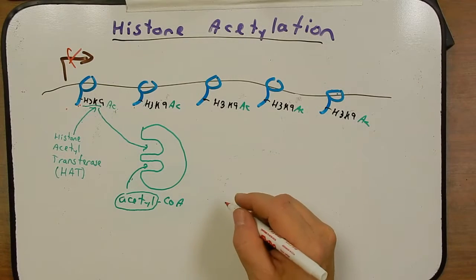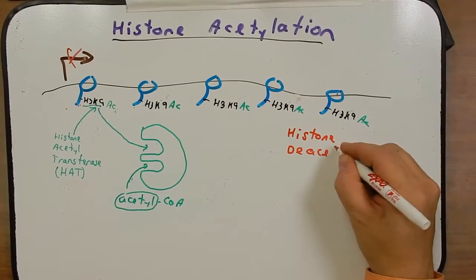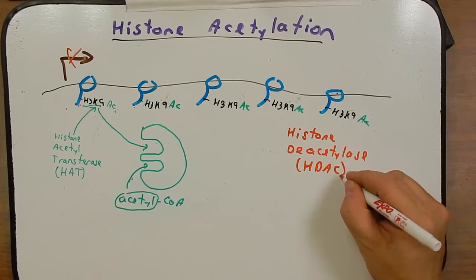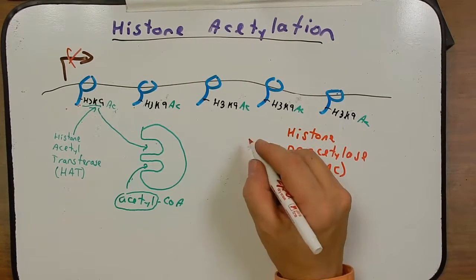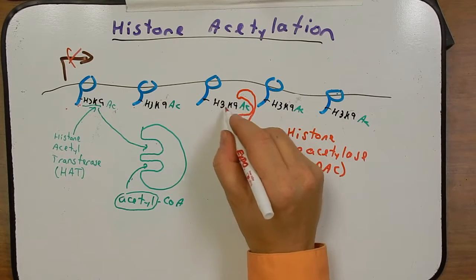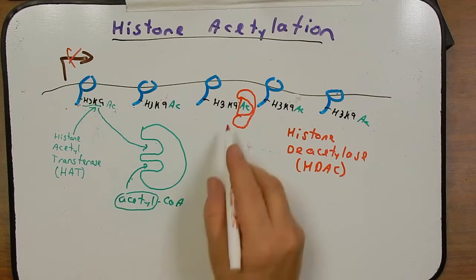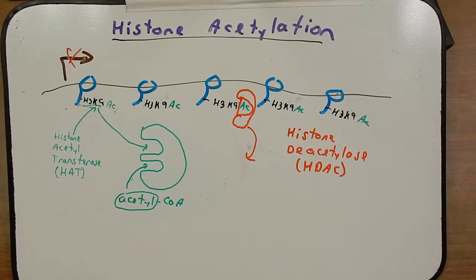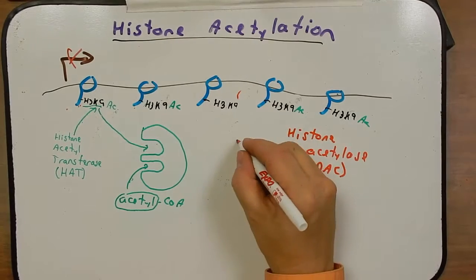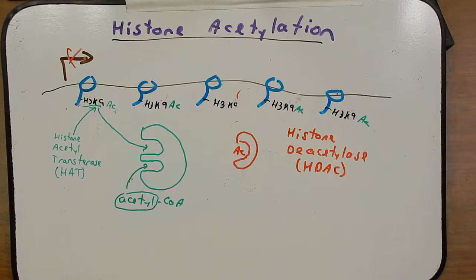So the enzyme that removes this acetyl group is called histone deacetylase. We often refer to these as HDACs. What they will do is bind to this acetylated lysine here and break that bond, removing this acetyl group, making this now just H3K9. So I'm going to erase this, and this HDAC is now off of this area.